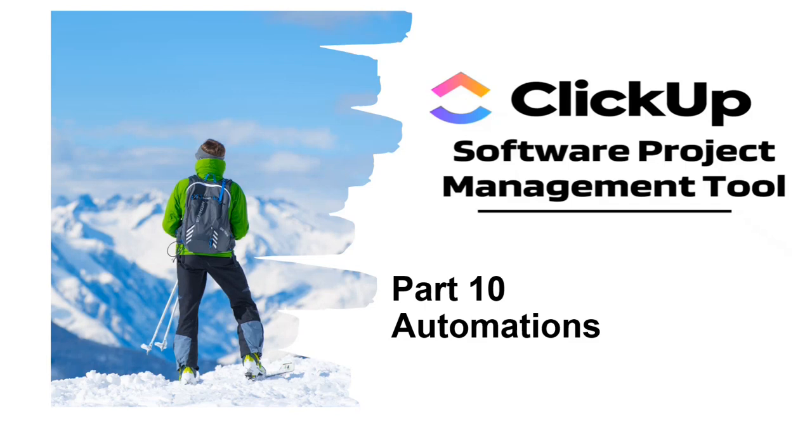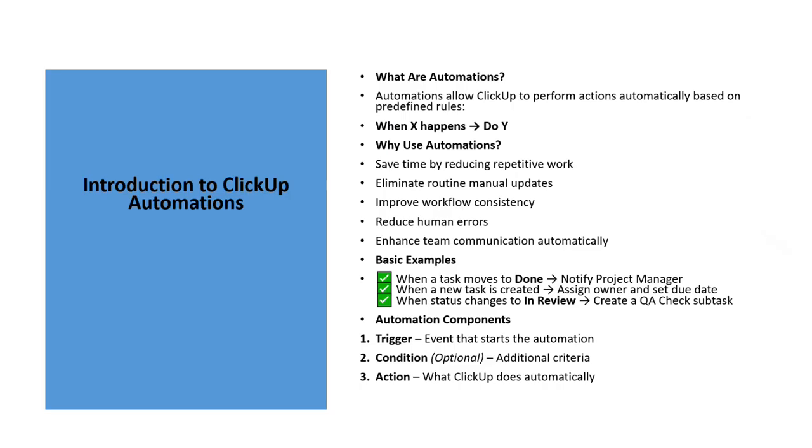In this chapter, we are going to learn about one of ClickUp's most powerful features, which is automations. Automations allow ClickUp to perform actions automatically based on rules that we define. The basic concept is simple. When something happens, ClickUp automatically performs another action. Think of it as creating a digital assistant inside your workspace. Instead of manually updating tasks, assigning people, or sending reminders, ClickUp can do these tasks for us automatically.